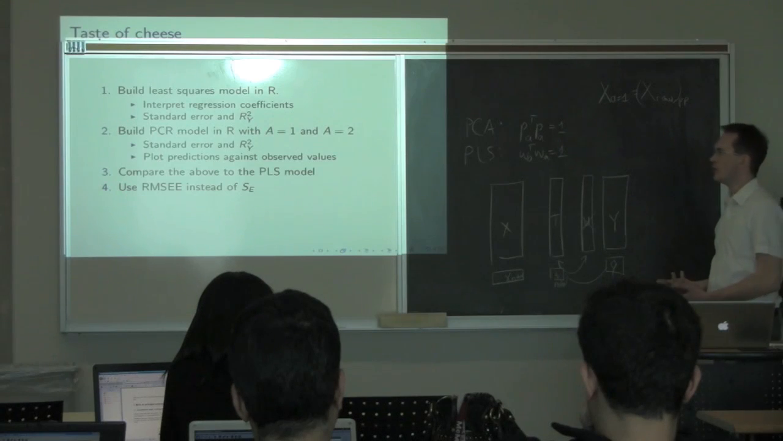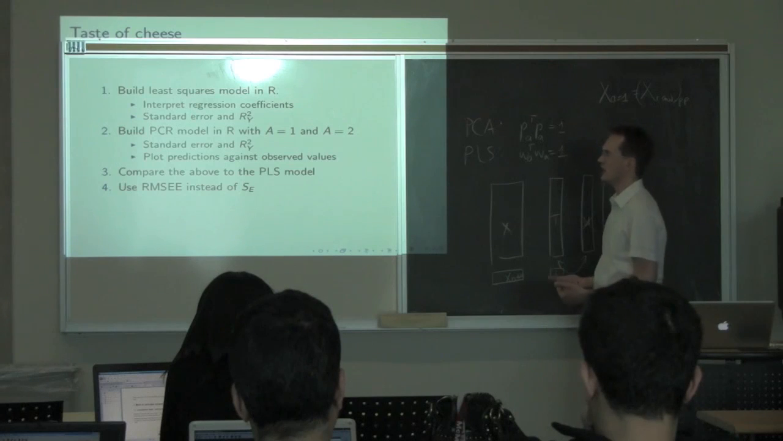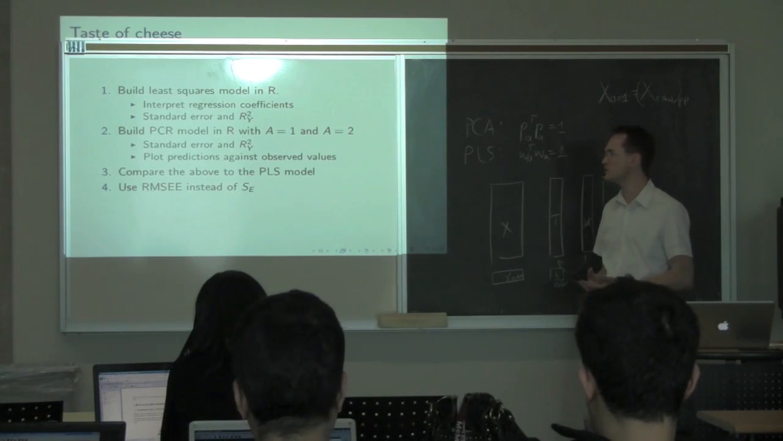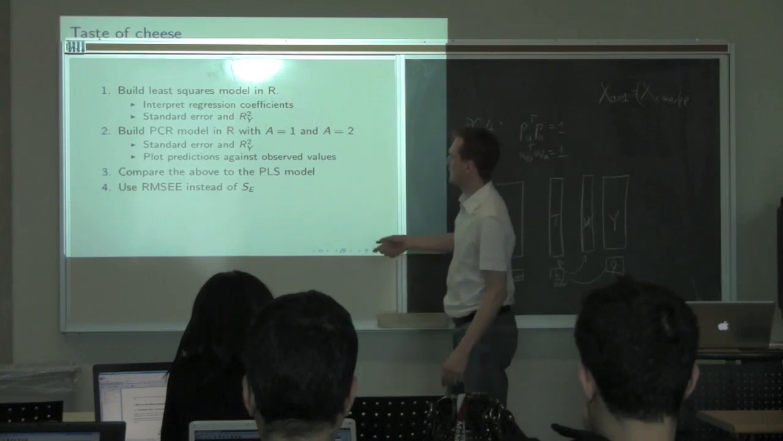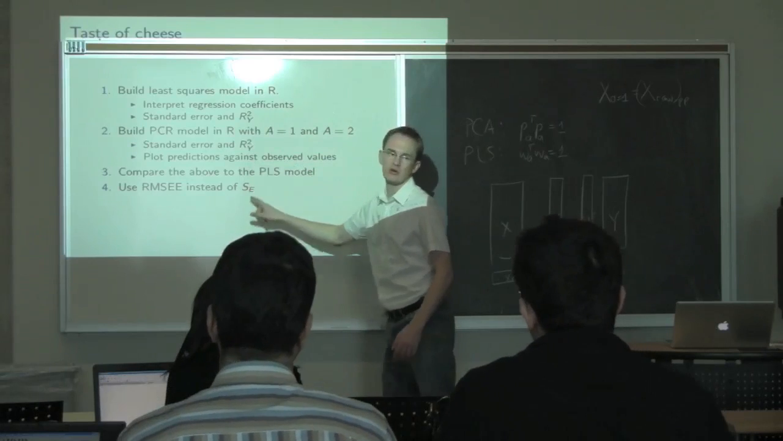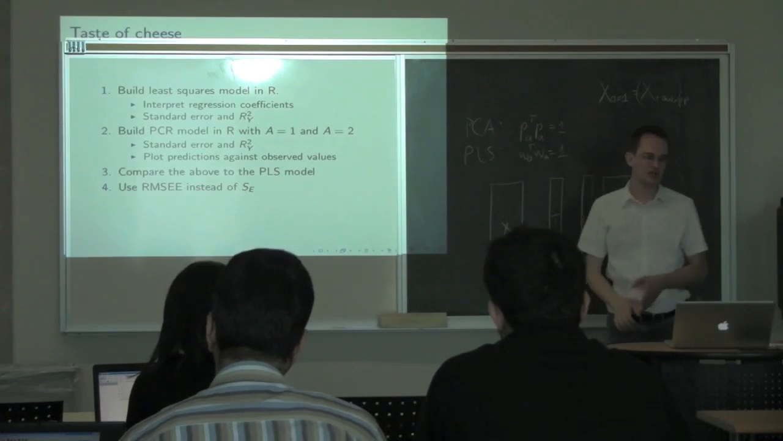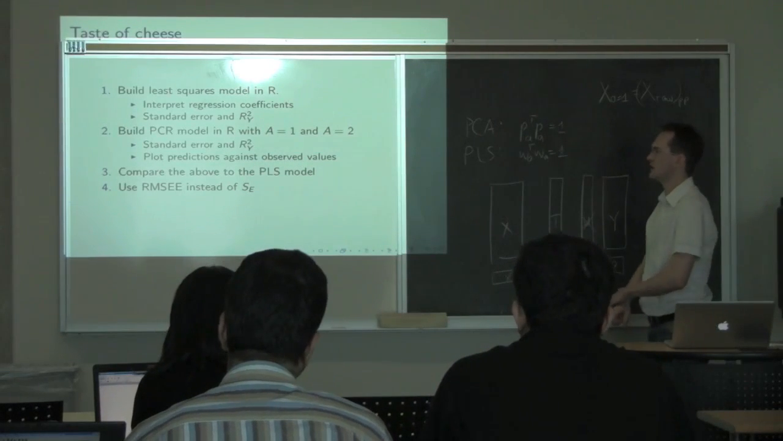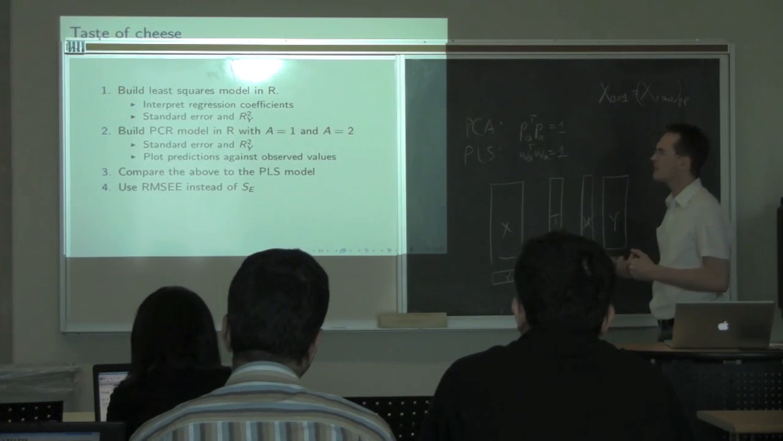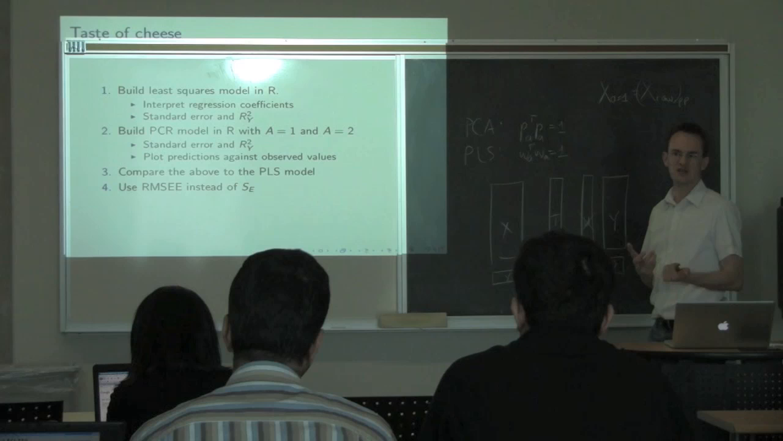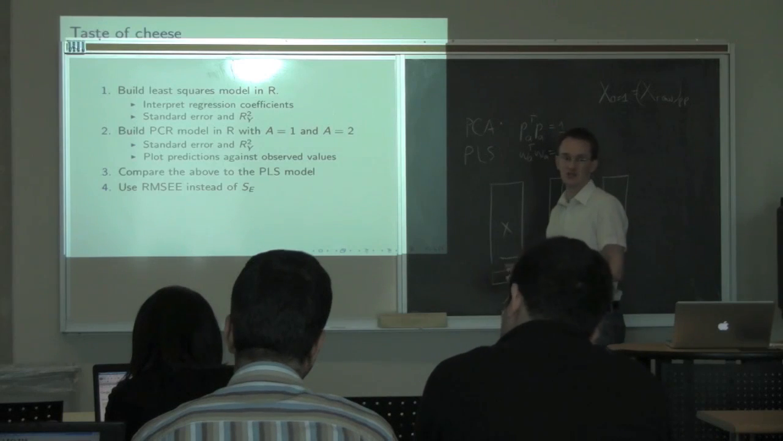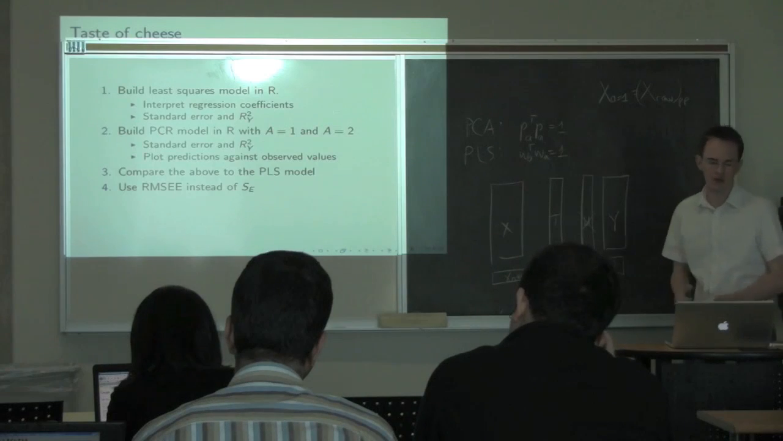So what I want to do now with you guys, do most of you have R on your laptops? Still from the course? Okay, so I'm going to build the least squares model, then a principal components regression model, and then the PLS model in the software. The reason for wanting to do that is to contrast how the three different models perform, but also the interpretation of the different models. How do you interpret them, and do you get the same interpretation from each of the models?